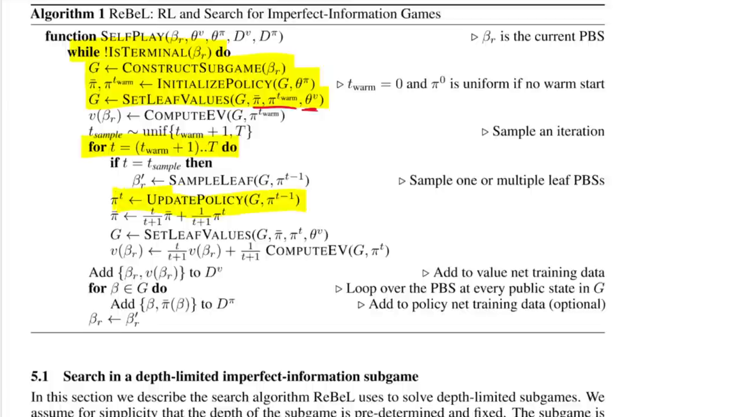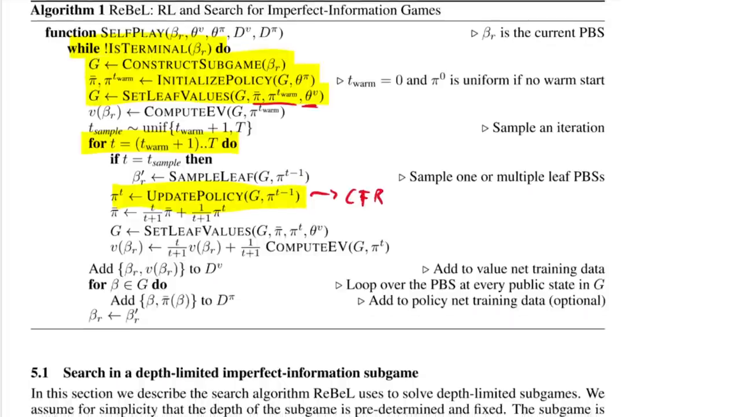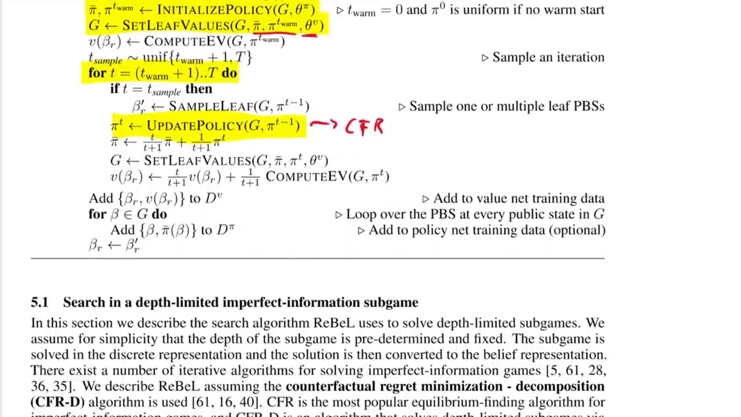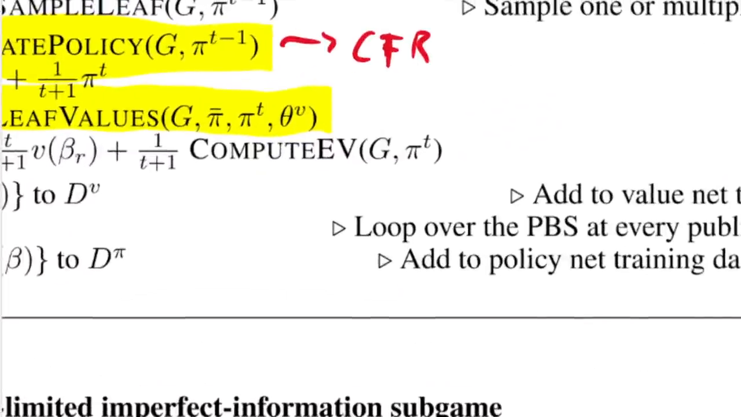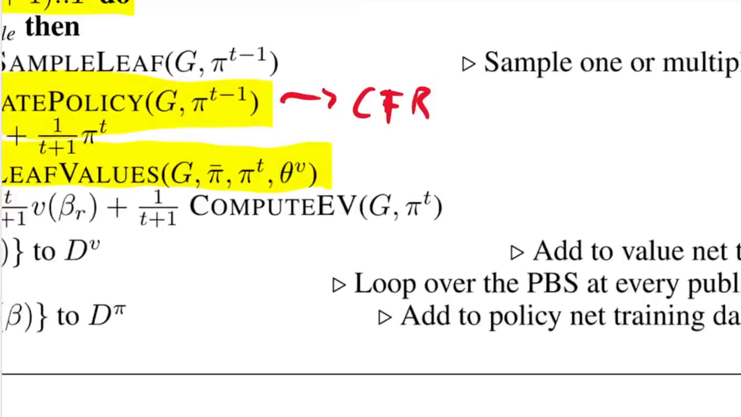Update policy. So this here is where we use the solver, CFR. So we determine the best policy given the current value estimations. And then we're going to set new values given the policy. So see, CFR will take in the last policy and it will output the next policy.